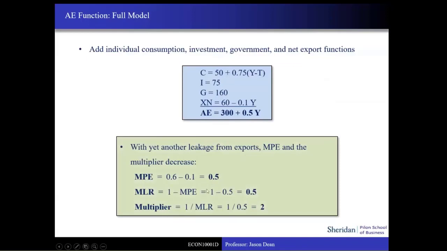And so here 1 minus 0.5 is also 0.5. So how do we get the multiplier? Well, the multiplier is always 1 over 1 minus the marginal propensity to expend. And you could also rewrite 1 minus the marginal propensity to expend as the marginal leakage rate. And so the multiplier is 1 over the marginal leakage rate. Same thing, it's 1 over this. This can be written as marginal leakage rate. So when we calculate the multiplier, we get that it equals 2.